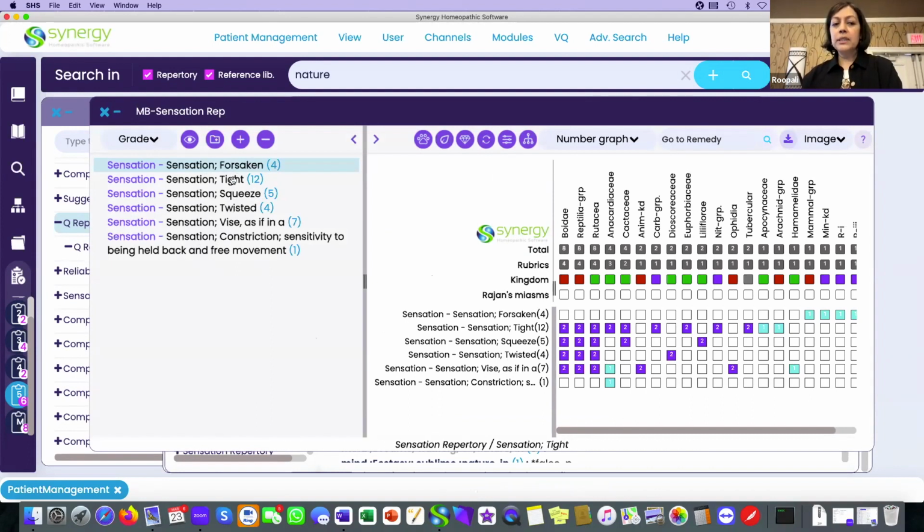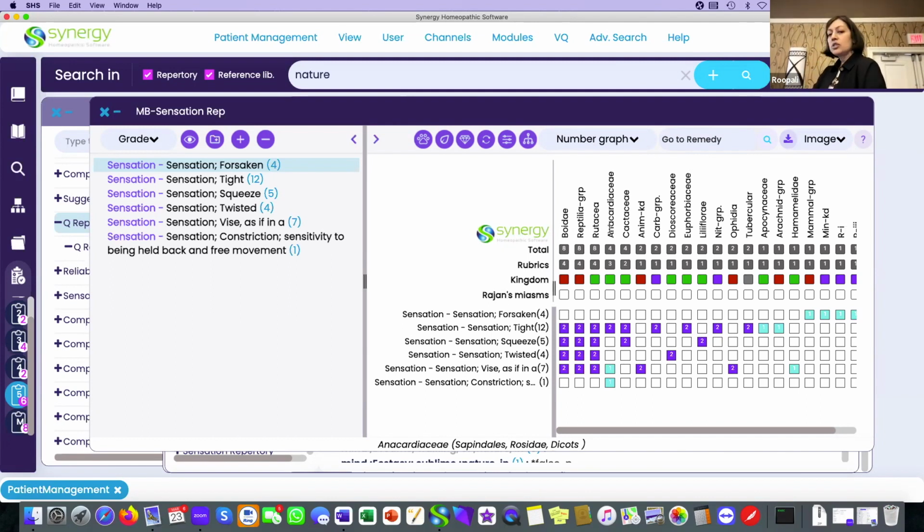So forsaken, yes, but tight, squeeze, twisted, as if in a vice, constriction, sensitivity to being held back, and free movement. And you can see, obviously, the first 2 groups of remedies that come up are the Boisdet, and she has already been given the Boisdet remedies. And then the reptile group, which again includes the snakes, and she has had remedy. But look what the other 2 groups are, Rutaceae and Anacardiaceae. And I didn't even have to filter. I didn't do any filters. I just pulled the sensations up, and I haven't massaged it in any way.